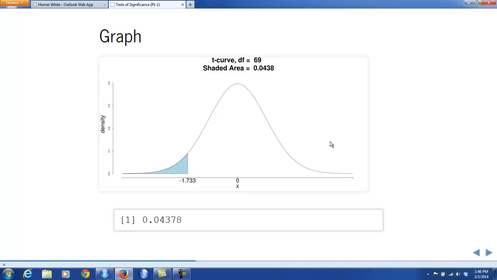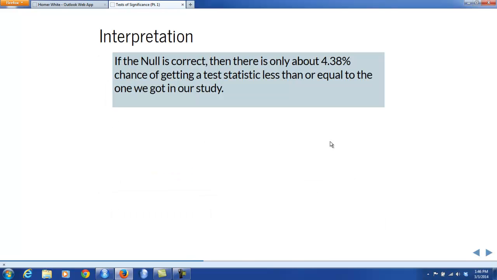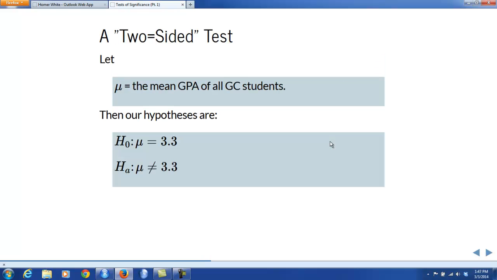And that shaded area is only 0.04, 4% of the total area underneath this t-curve. So the way you might interpret that is to say that if the null is correct, then there's only about a 4.38% chance of getting a test statistic that is less than or equal to the one that we got in our study. You can also do a two-sided test.